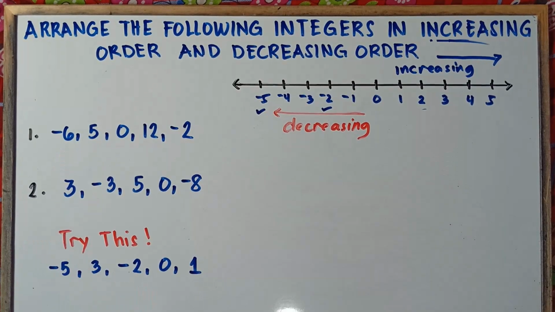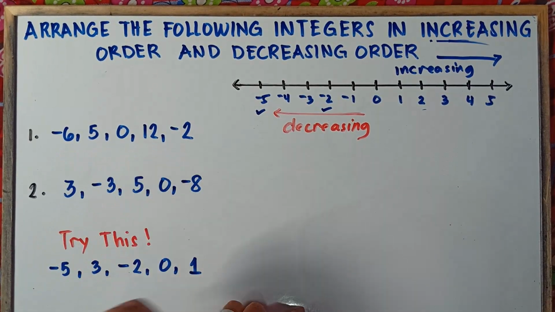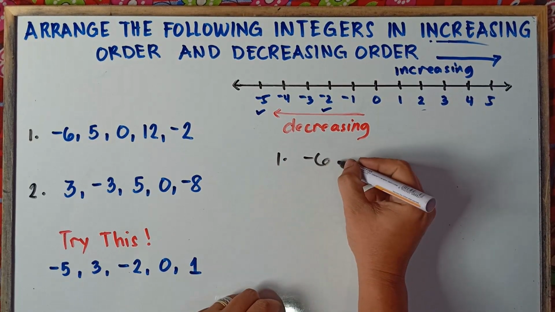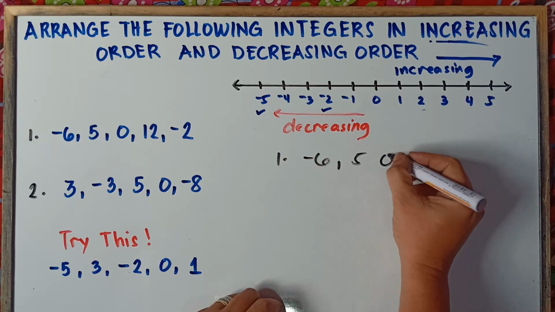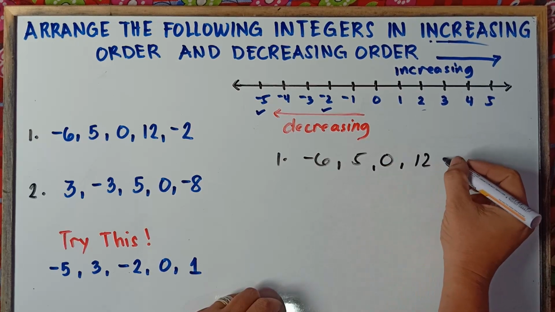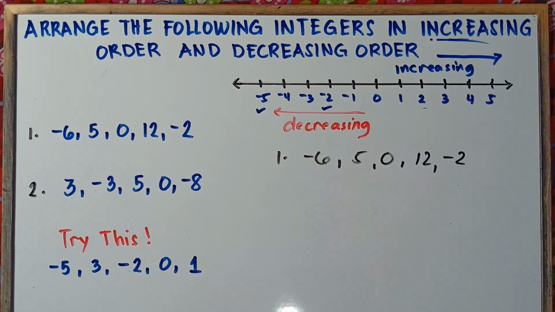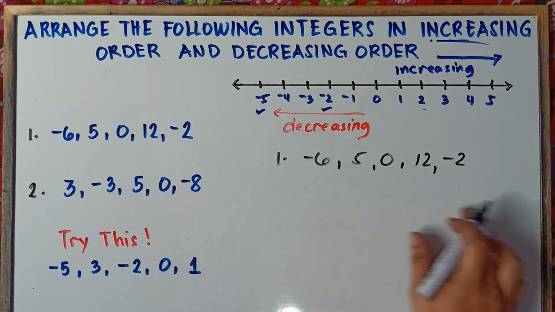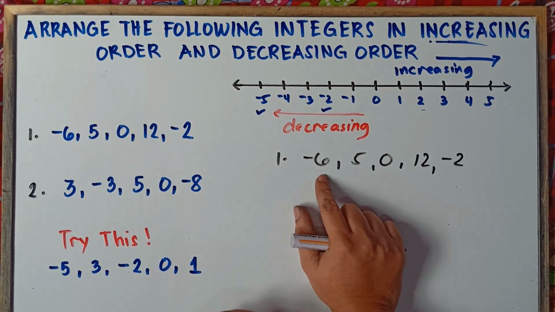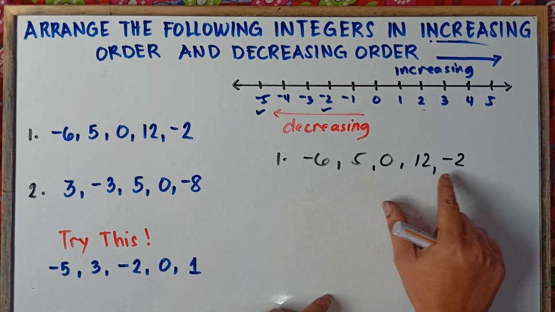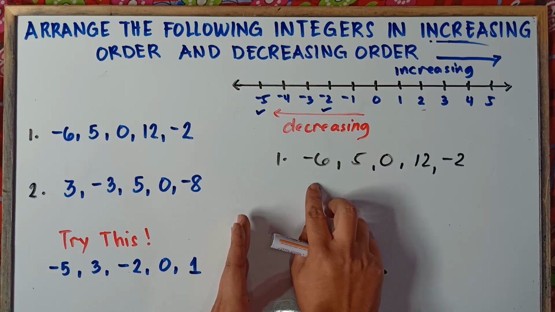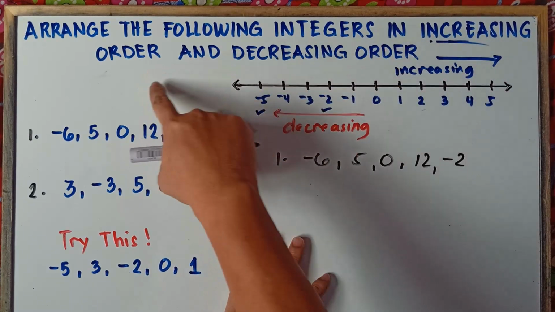Alright, so let's have first increasing order. This will be our given. Let me just write down the given again. So we have negative 6, positive 5, 0, 12, and then negative 2. Increasing order would be least to greatest. So, class, we start at the least going to the greatest, and that would be increasing order.